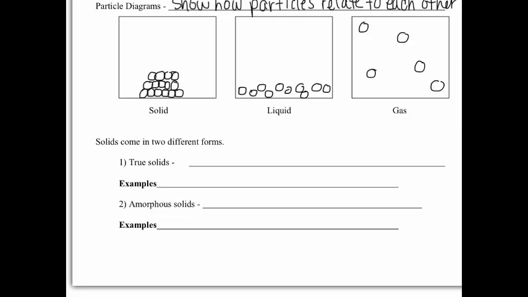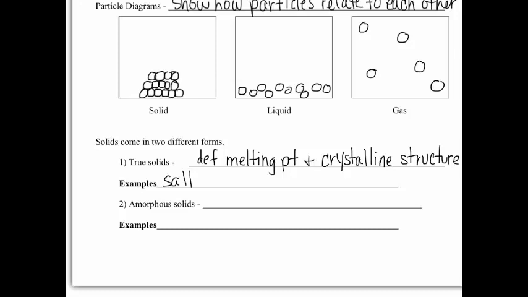True solids are substances that have a definite melting point and a crystalline structure, so a very regular geometric pattern of the particles within it. Examples of true solids would be any salts, sugar, solid iron. Those kinds of things would be examples of true solids.